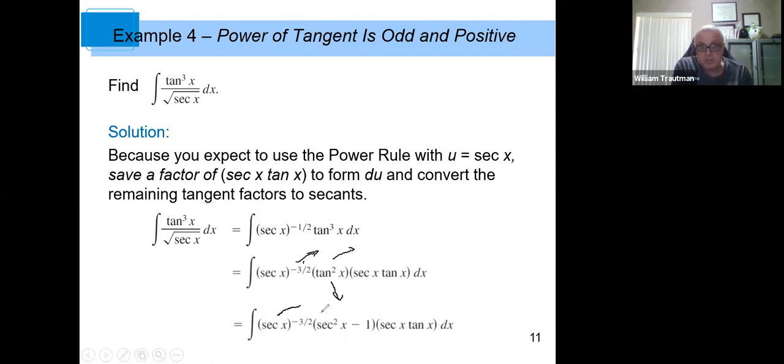And on the next slide, they're going to distribute this. Negative 3/2 added to 2 ends up being a positive 1/2. And then we'll have a negative 3/2 over here when we distribute that. So we should see that on the next slide.